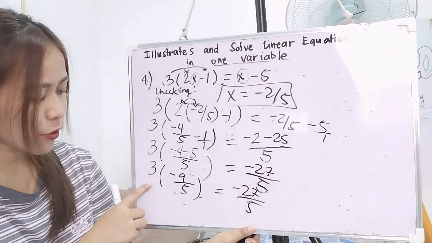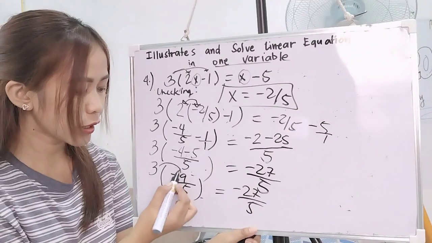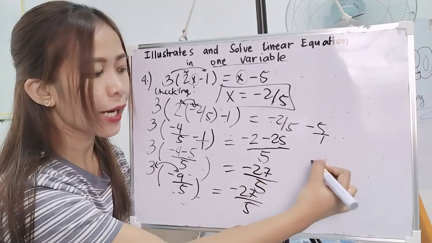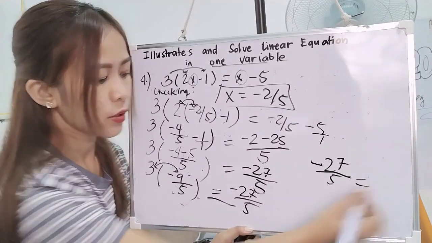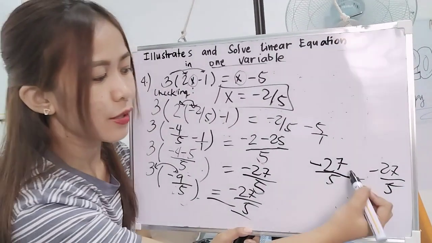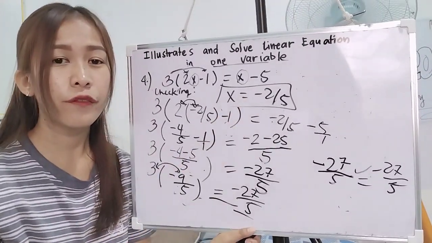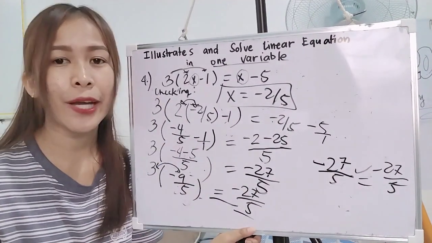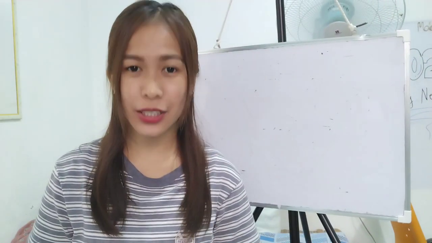Okay? And then, dahil meron na tayo ditong whole number, tapos fraction na yung nandito, syempre, kagaya lang din na kanina, multiply the whole number to the numerator. So, 3 times negative 9, that is negative 27 over 5 equal negative 27 over 5. Are they the same? Yes, they are. Therefore, negative 2 over 5 is the solution of this equation, 3 times 2x minus 1 equal to x minus 5. Ganun lang kasimple. So, I guess that would be all for this video.